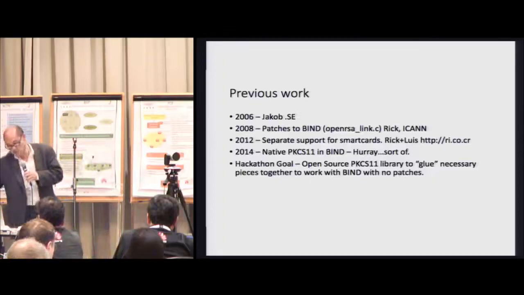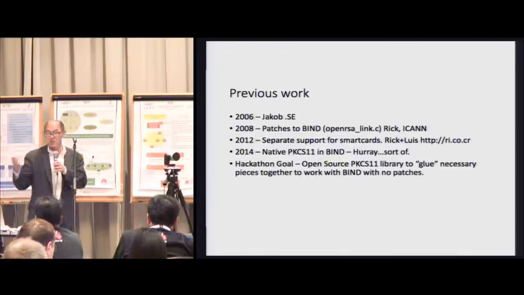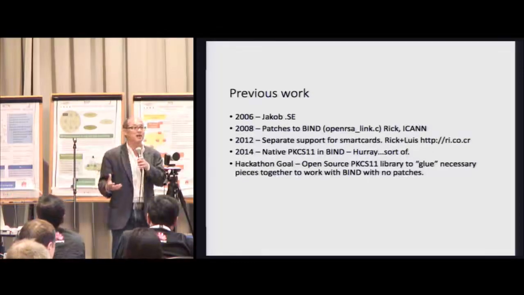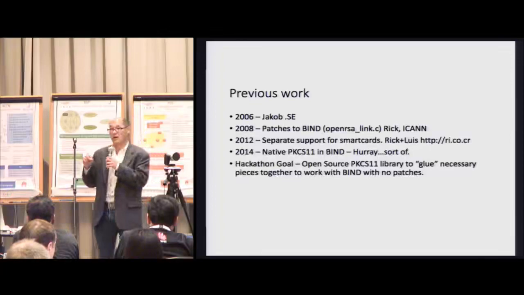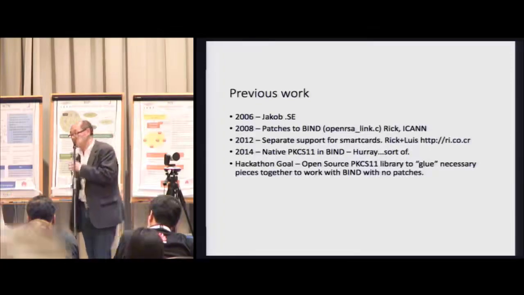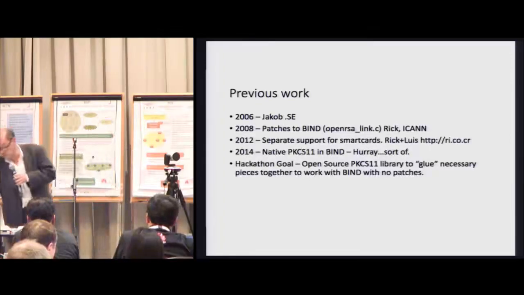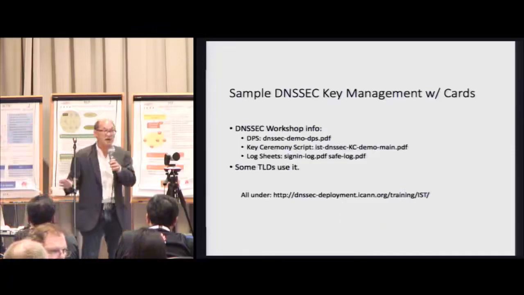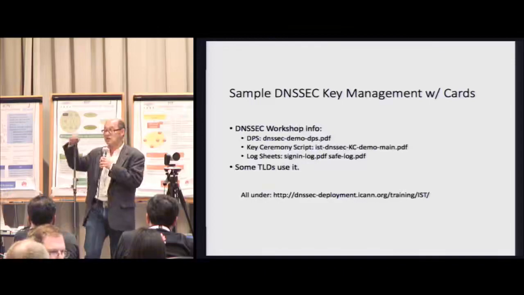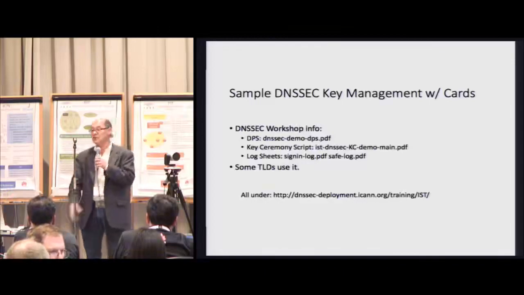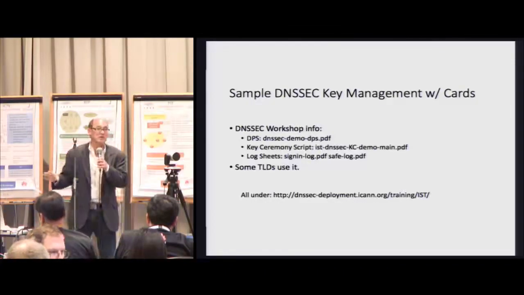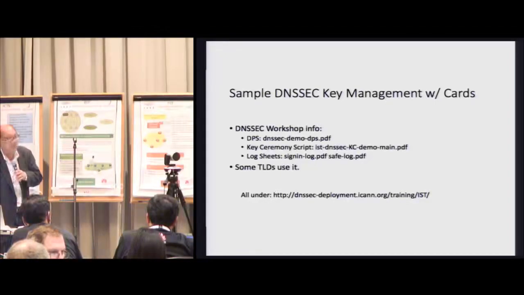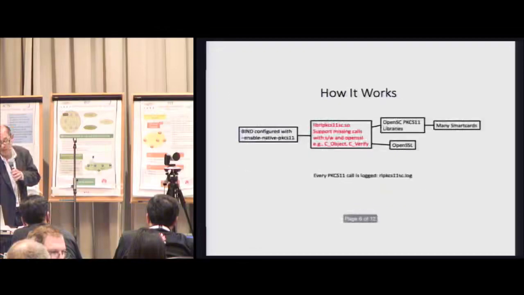So the goal of my hackathon project was simply to produce some way to just make this work, so that I could take a stock copy of BIND, not have to go in there and do brain surgery, and just use some standard smart cards off the shelf. The nice thing is there is a whole set of documentation already out there: key ceremony scripts, DPS, the full documentation is there. I do this as a regular thing and go around teaching this stuff. So it's something that you can leverage right away if you're doing a DNSSEC deployment.